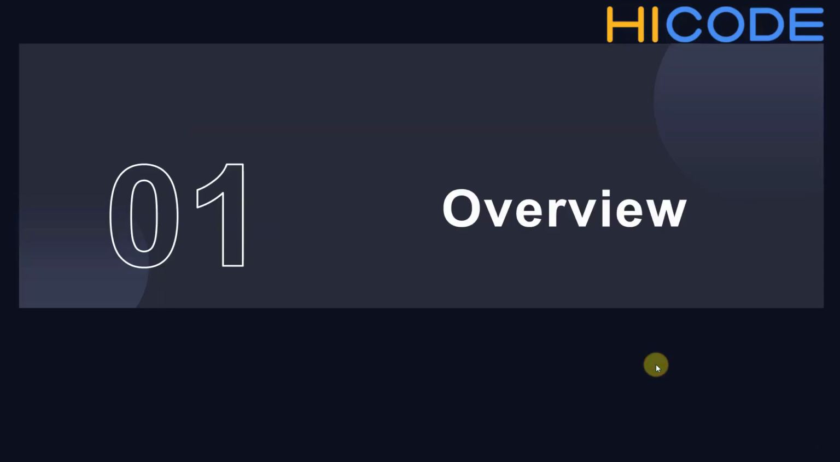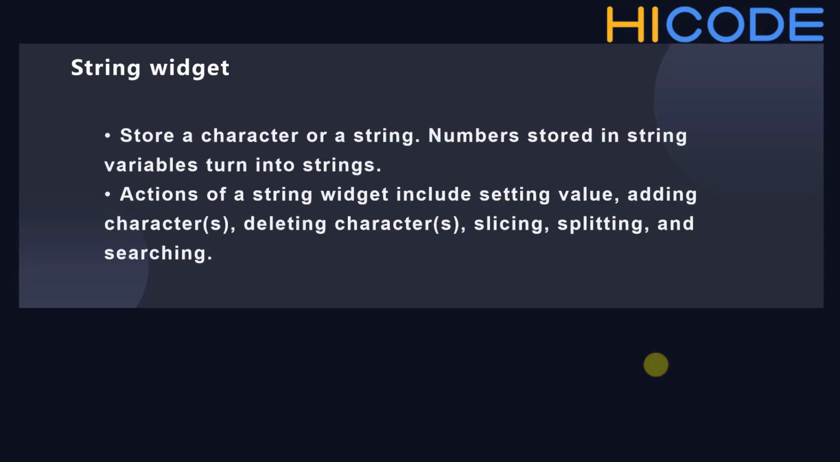Let's start with some basic information on string widgets. So a string widget stores a character or a string. And if you store numbers inside a string variable, the numbers will be turned into strings. Actions of a string widget include setting value and adding characters, deleting characters, slicing itself, splitting, and searching for characters or substrings.